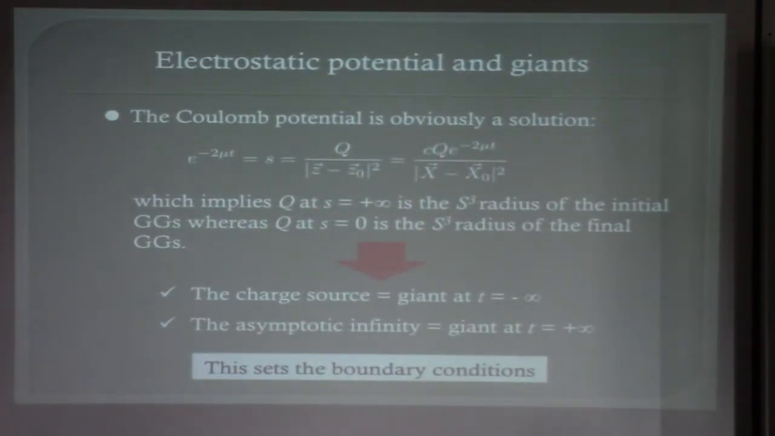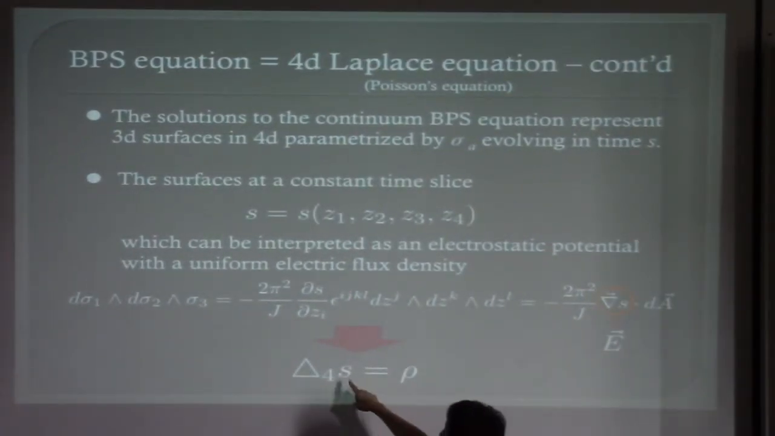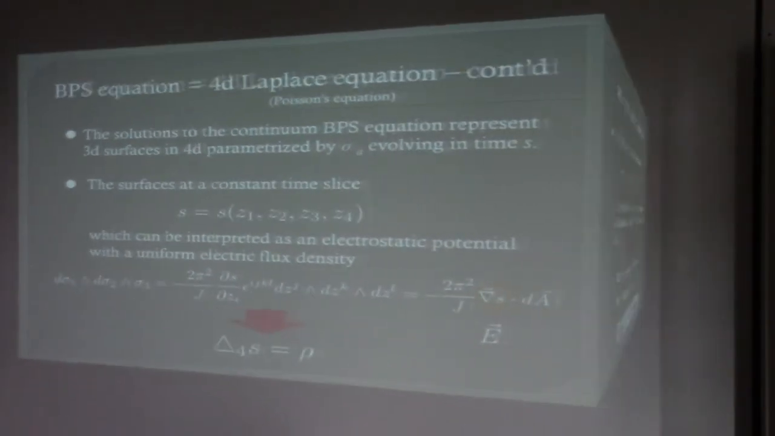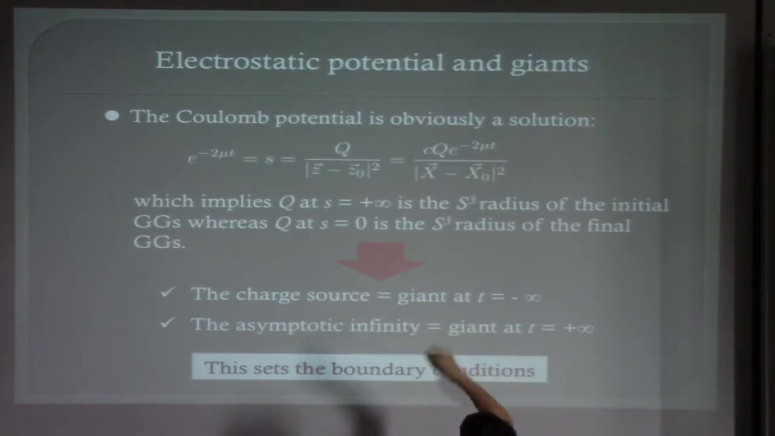For example, because it's a Poisson equation in four dimensions, you apparently have a Coulomb potential as a solution. The Coulomb potential goes like 1 over distance squared, and what is written here is the Coulomb potential.